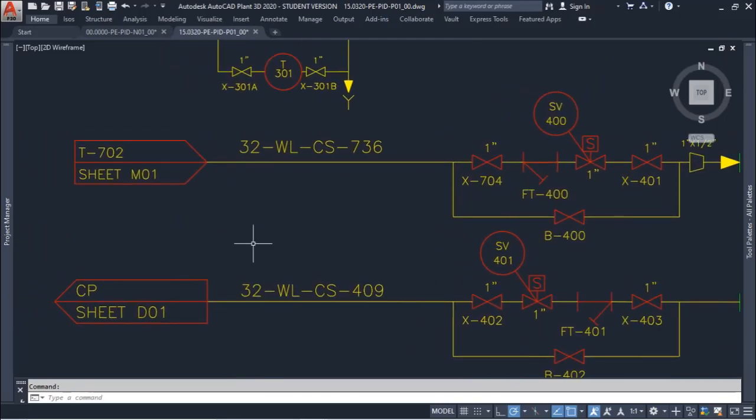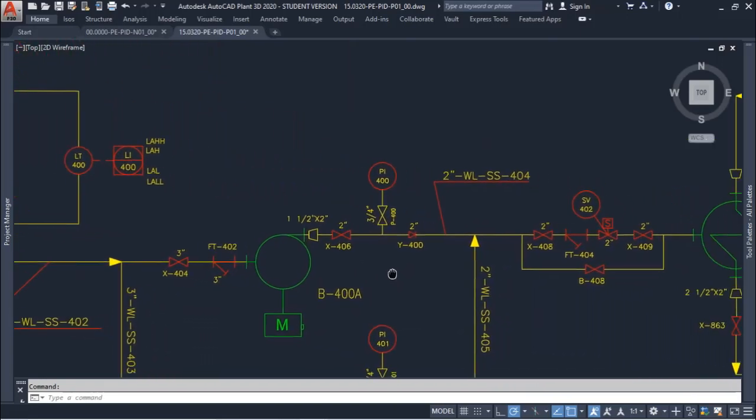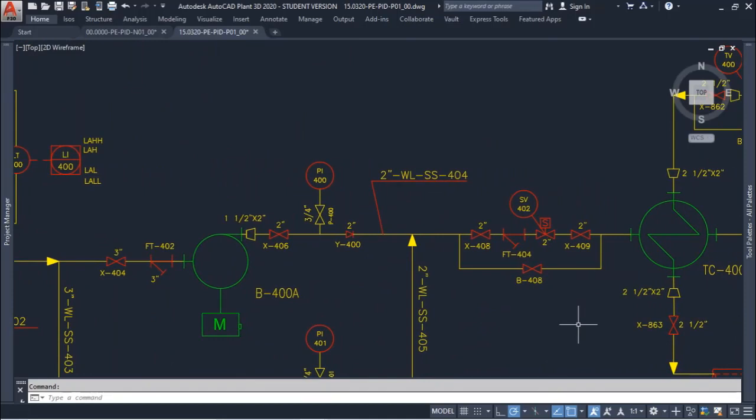Another example of line numbering is this one. So we have 32, which is the pipe sizing, and it is in millimeters also, because we have a 1 inch manual valve here. And for instance, in this case we have liquid water, and the pipe material is carbon steel, and the numbering sequence is 409. So my second tip for understanding or starting to read a P&ID is taking a look at the line numbering, because it has a lot of information for you.